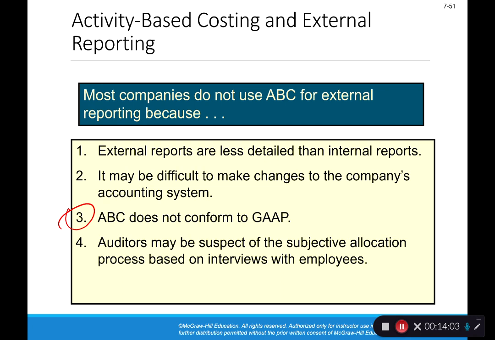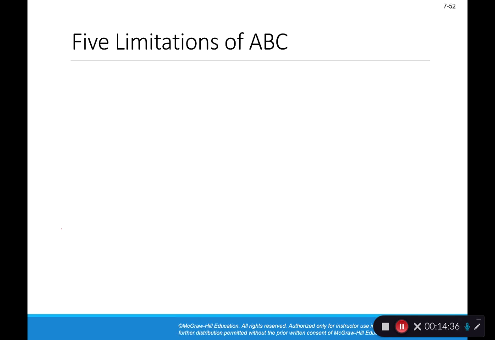I've already mentioned it doesn't conform with GAAP, and auditors may be suspect of the subjective allocation process. Remember, for our purposes, we had all those percentages given to us to figure out which costs go into which pool, but that's all based on subjective information. There's no invoice we can trace it to determine that that percentage is actually correct. It's based on some mathematical models and frankly some guessing. So it's going to be very difficult for the auditor to get comfort over those numbers.